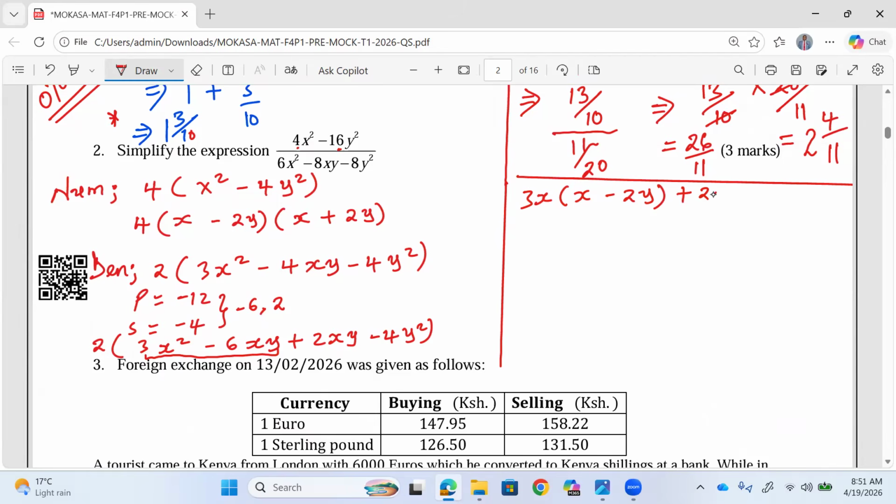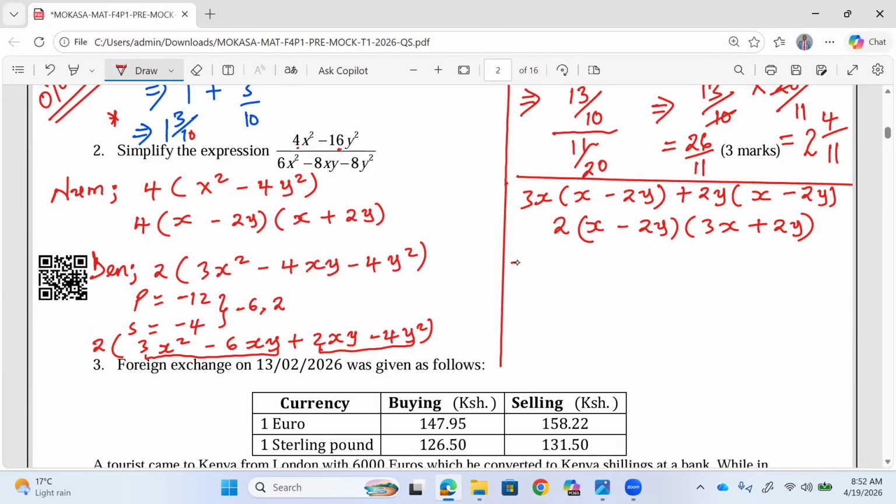Then positive 2y is common in the last 2. 2y is common, so that we remain with x minus 2 and y remains there, like that. So from inside the bracket, what do we have? x minus 2y. Outside the brackets, we have 3x plus 2y. And remember, there is the general 2, which we factored out at the start of the factorization. So now this is the factorized denominator.